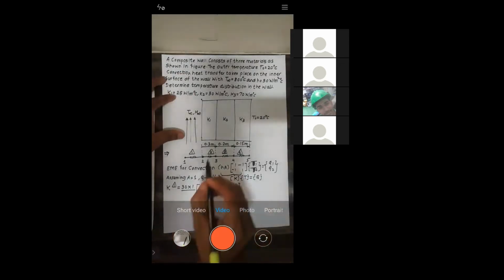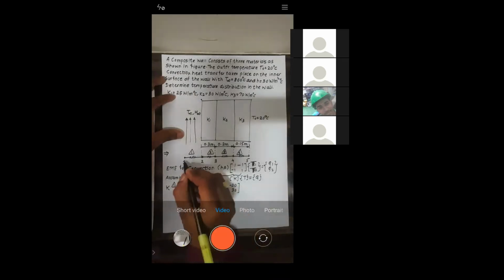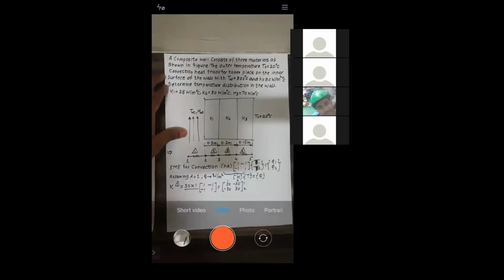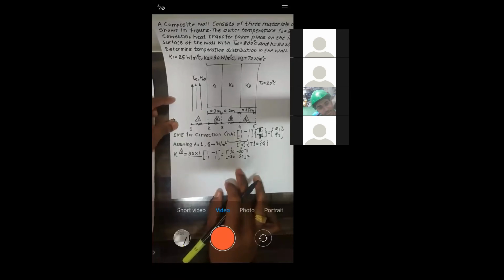So see, this element number 1 is between node 1 and 2, right? Element number 1 between 1 2. So I need to write down 1 2, 1 2. Clear? Now I need to write. See, this is all about the stiffness matrix of element number 1.